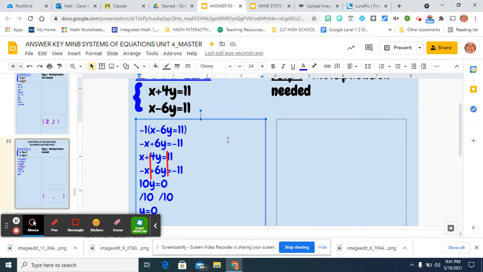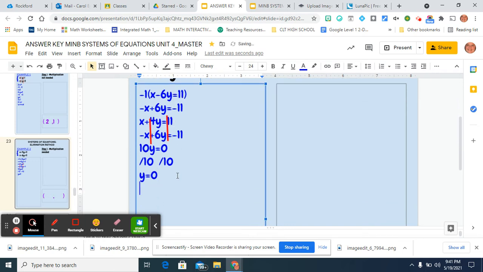I choose one of my original equations. Now this down here, negative x plus 6y equals negative 11, that's not an original equation. These are your original equations. This is what you want to use. Choose one of them. It doesn't matter which one. So I'm going to choose the top one. So I'm going to have x plus 4 times 0 equals 11. So 4 times 0 is going to be 0. So I'm going to wind up with x equals 11. So now I have my two coordinates, 11 and 0.